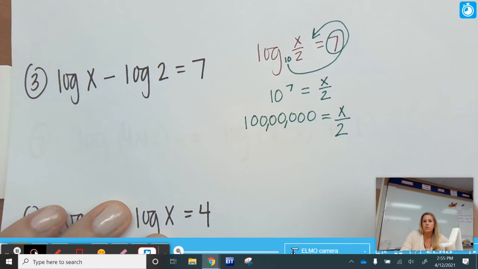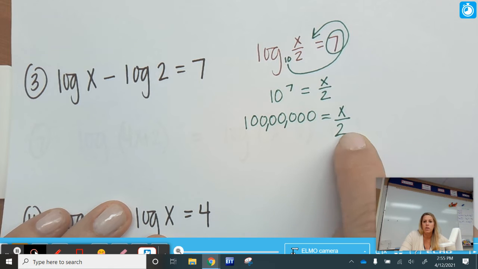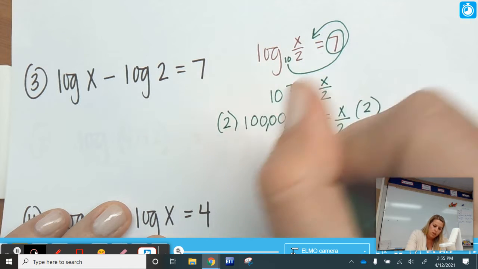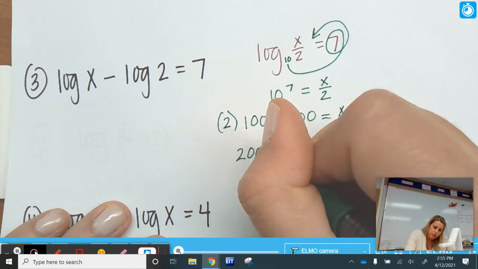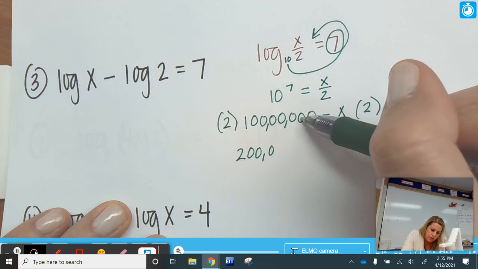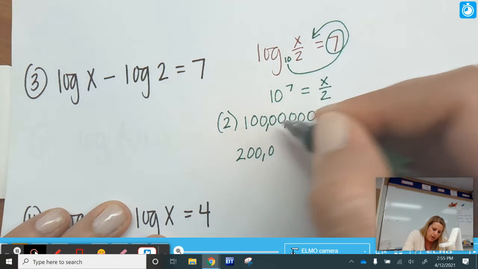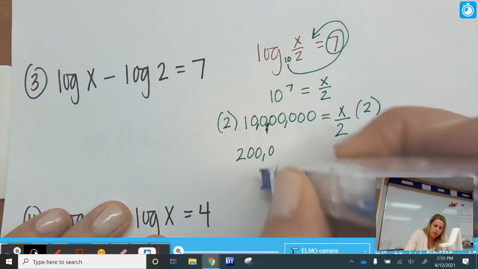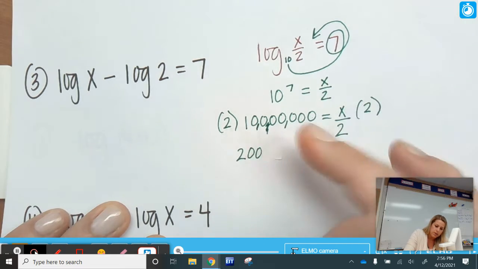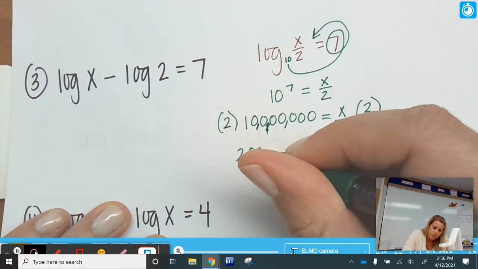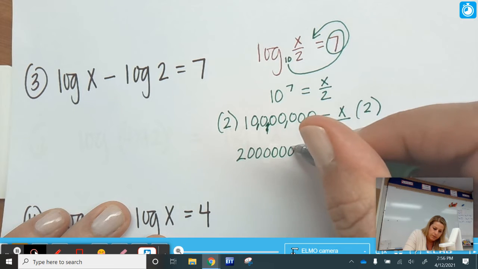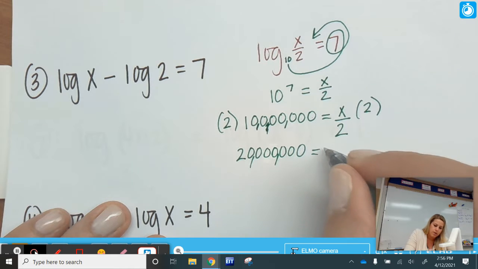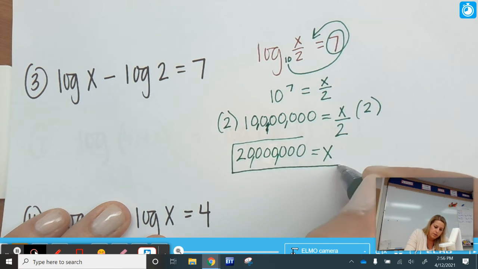All right, so now we're getting closer, and you'll see that I have x divided by 2, and in order to get rid of that divided by 2, I'm going to multiply by 2. So I'm using 7 zeros: 1, 2, 3, 4, 5, 6, 7. 1, 2, 3, comma. 1, 2, 3, comma. There we go. There is our answer.